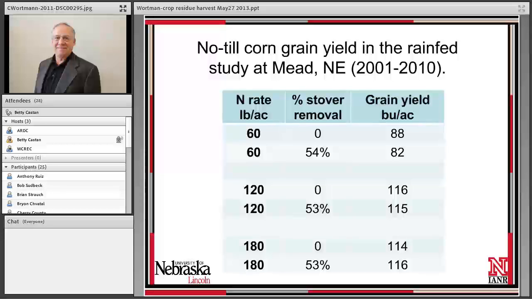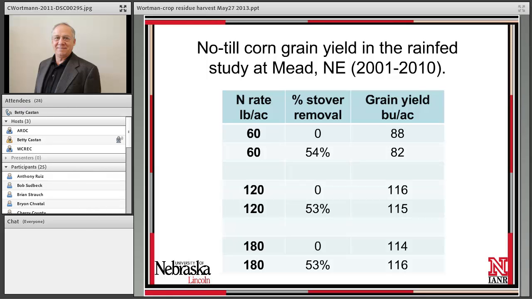Moving on to crop yields. Jim mentioned this. No, he mentioned the other study. This is the rainfed study here at the RDC. And these are the averages for 10 years of results. We have nitrogen rates, and we have different levels of stover removal. We see with the 60-pound nitrogen rate, it was not enough. Our yields are down, but the 120-pound rate was sufficient.